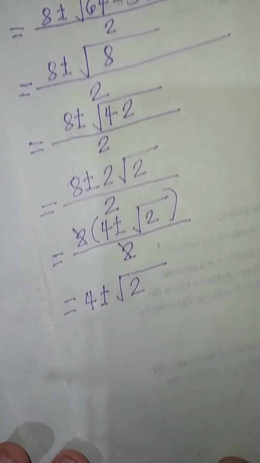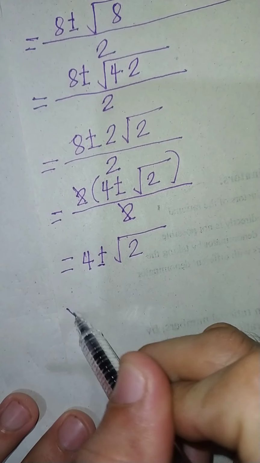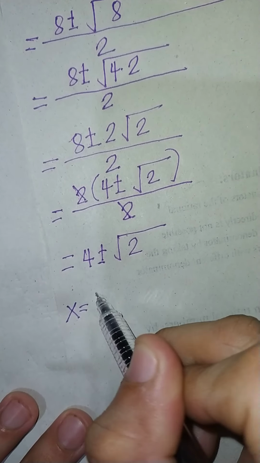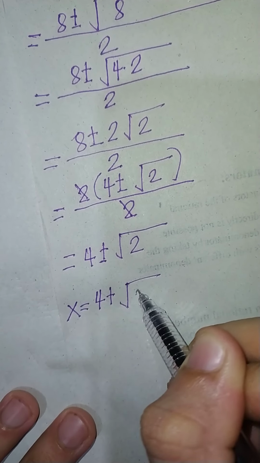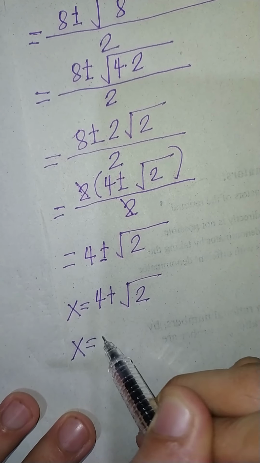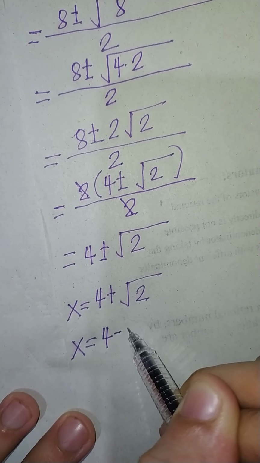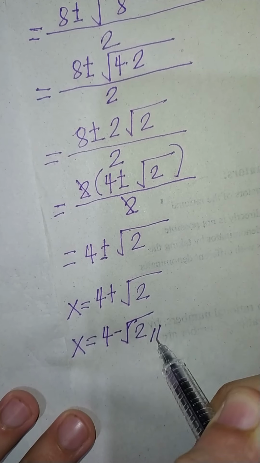Ang ibig sabihin po nito, yung value ng x is dalawa. Yung isang x is equal to 4 plus square root of 2. Yung isa naman, x is equal to 4 minus square root of 2. So, that is the value of x.